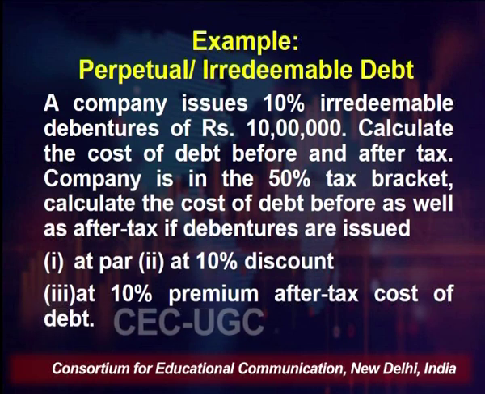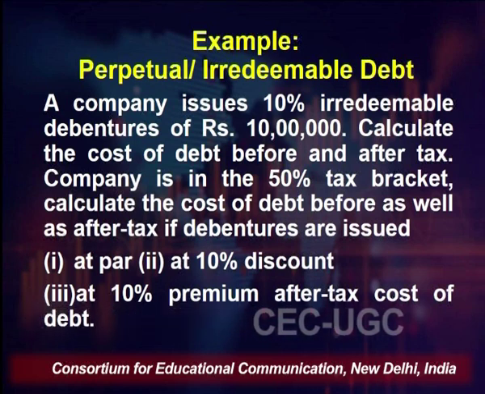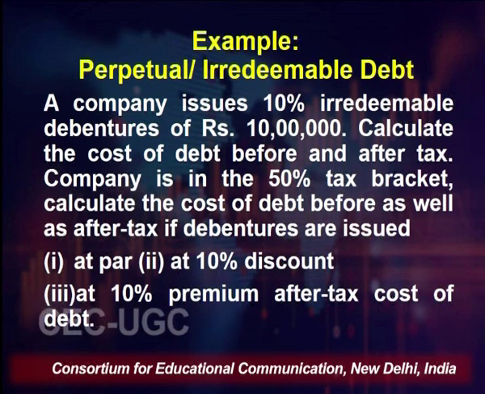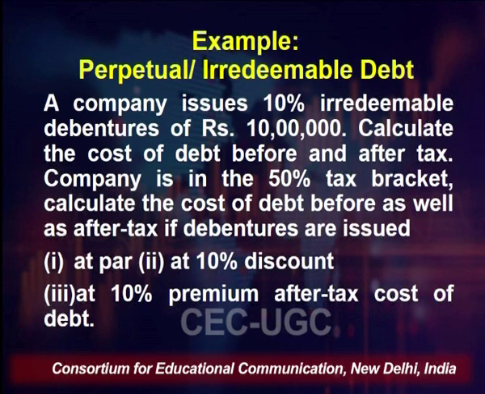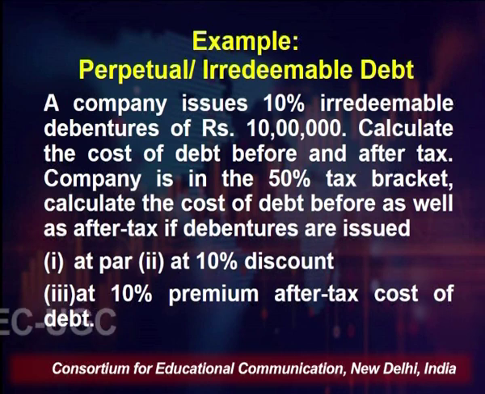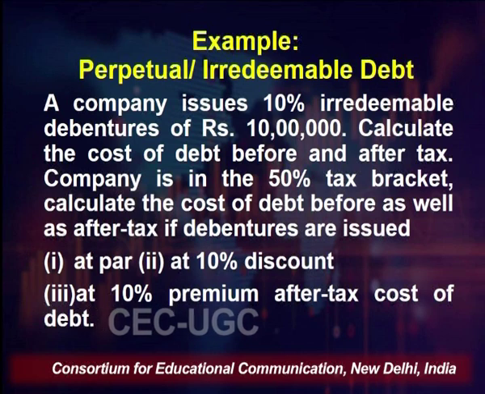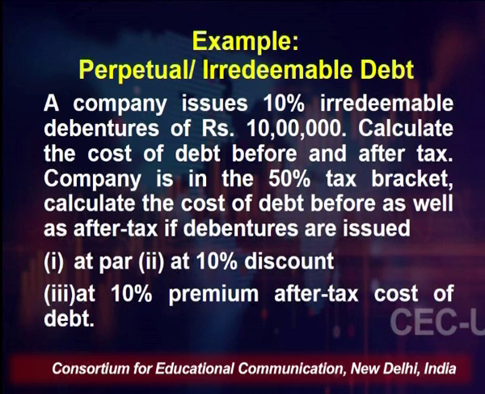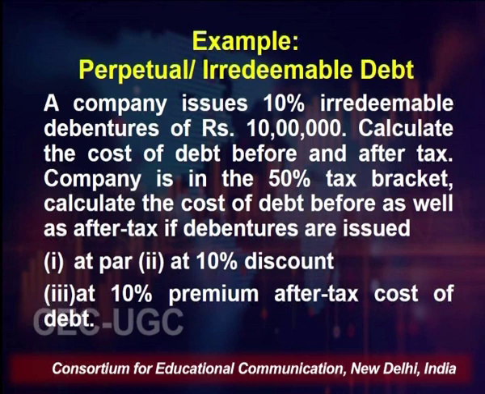Now, the company is in 50% tax bracket. We need to calculate the cost of debt before as well as after tax if debentures are issued at par, case 1, at 10% discount, case 2, and at 10% premium. This is the third case. Now, we will see how we need to solve this kind of questions if it is there with us for perpetual or irredeemable debt. Okay.